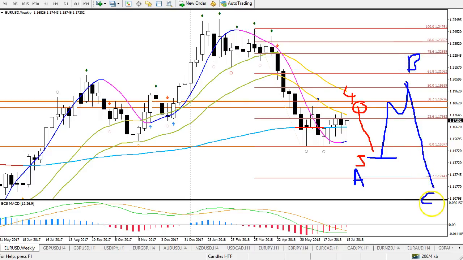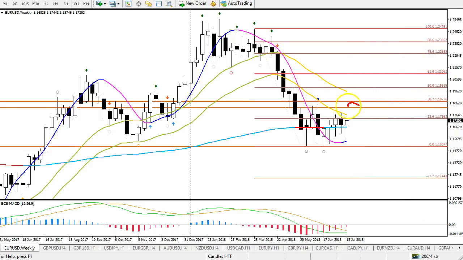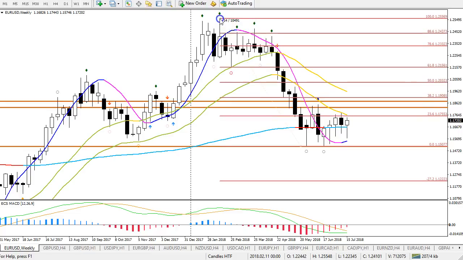and then down again for a wave C. If price breaks above the 38.2 fib, let's say price moves up, makes a flag, then moves up again and breaks above that flag, then I don't think it's a wave 4 anymore. In that case, I think price already completed a wave A and it's going up for wave B. In that case, I'll move the fib from here to here.